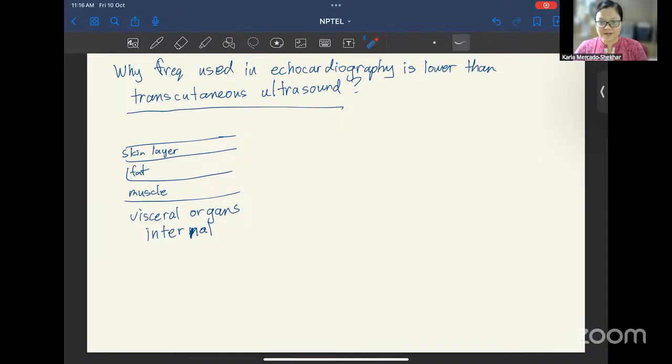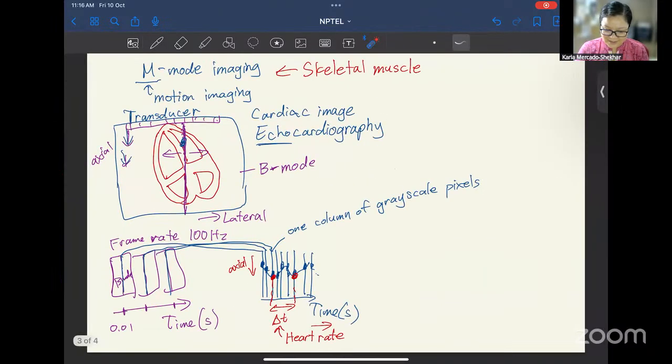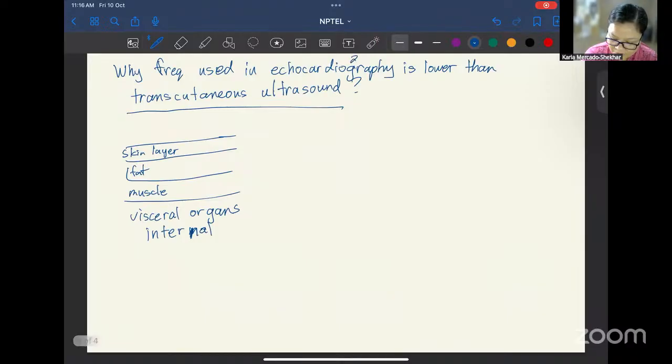Echocardiography uses lower frequency. In echocardiography, you want the ultrasound to travel as far into your chest as possible so you can image your entire heart, right? So the frequencies used for echocardiography, I'll just write it here, is 2 to 4 megahertz, all right? Transcutaneous ultrasound can go even beyond 10 megahertz, okay?